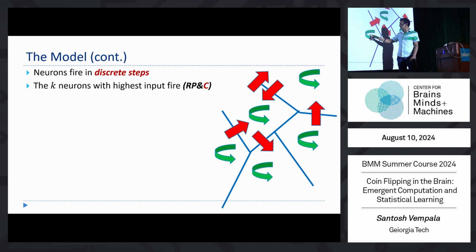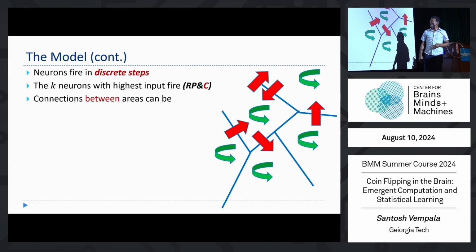When I say total input, the input could be coming from the same region or from other regions. The total input to the neuron. The neurons don't know which area they're in. That's our interpretation. You may have a question about how you are doing top k. We'll get that in a second.